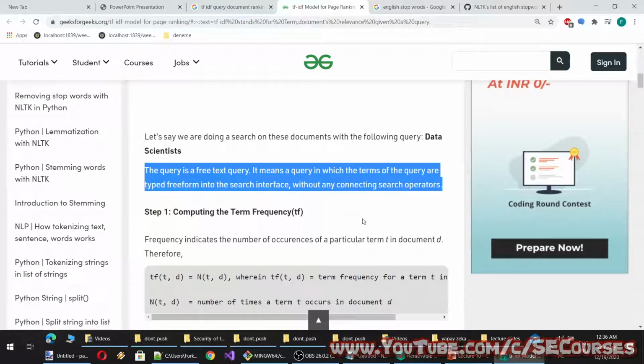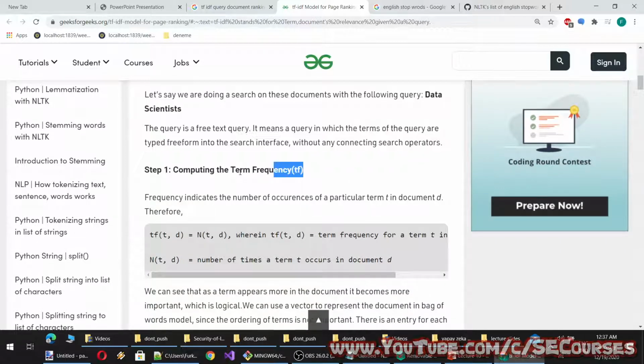The query is a free text query. It means a query in which the terms of the query are typed freeform into the search interface without any connecting search operators. Okay.